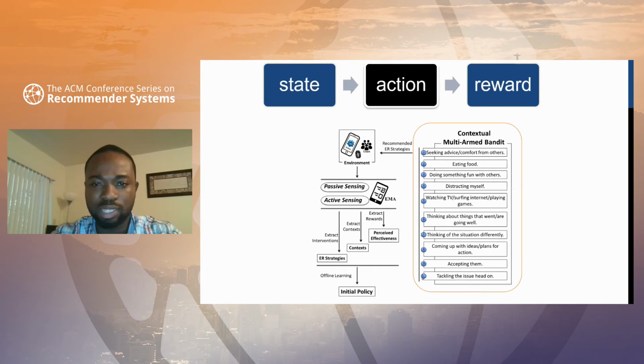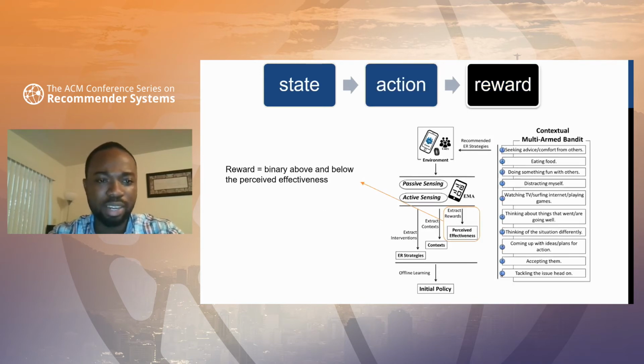And what are some of the actions included in this work? We included 10 most frequently used strategies, which we call adaptive strategies. Basically, adaptive strategies are strategies that you would like to recommend, or that psychologists think are recommendable. Some examples of such strategies are seeking advice and comfort from others, thinking about situations differently, coming up with ideas or plans for actions, and accepting your emotions. So these are some examples. We have 10 strategies that we are considering in this work.